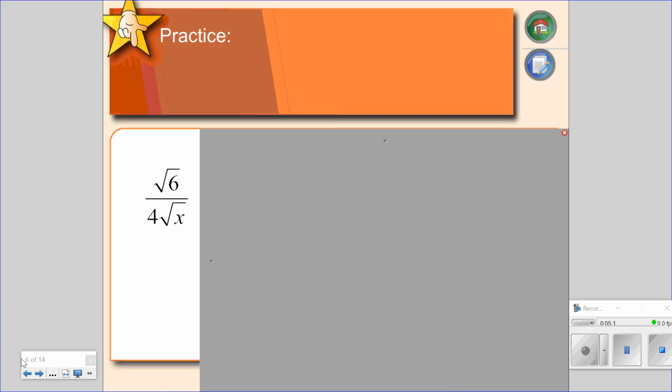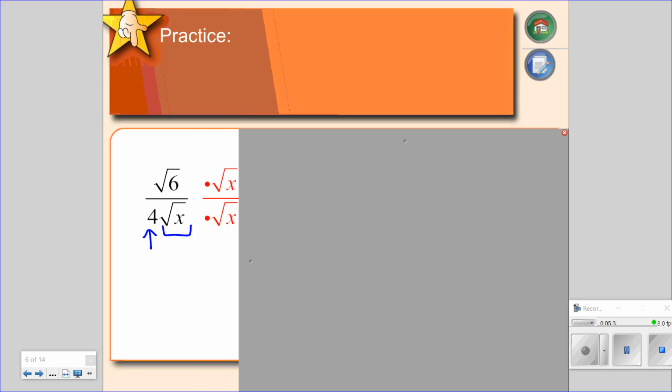Okay. In this example, we've got the square root of 6 over 4 times the square root of x. Now, it's okay for us to have numbers in our denominator. What's not okay is for radicals to be in the denominator. So to get rid of the radical in the denominator, you only need to multiply by the square root of x over the square root of x.